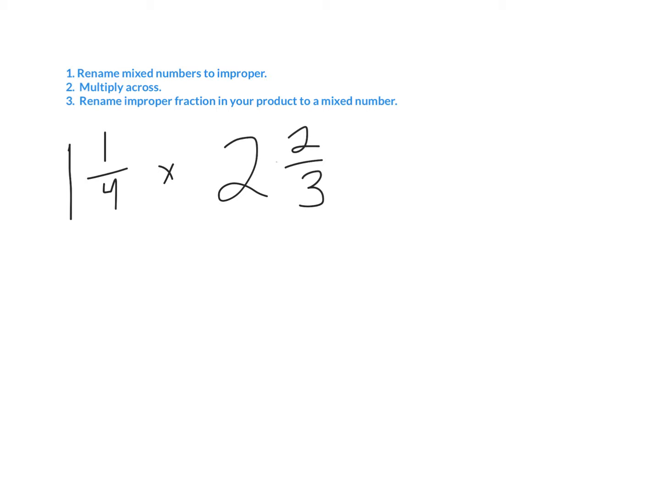So let's get started by multiplying mixed numbers times another mixed number. I put 3 steps for you at the top. So we're going to refer to those and keep going back to those.